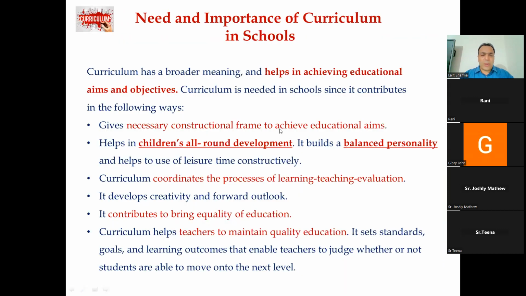Okay, now the next subheading is need and importance of a curriculum in schools. Curriculum has a broader meaning and helps in achieving educational aims and objectives. Curriculum is needed in schools since it contributes in the following ways. It gives the necessary instructional frame to achieve educational aims. Curriculum helps in children's all-round development. It builds a balanced personality.